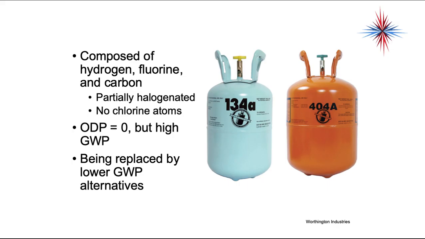The newer refrigerants are composed of hydrogen, fluorine, and carbon. They're partially halogenated, with no chlorine atoms. ODP is 0, but they still have a high GWP. Okay, and that's because of the carbon. They're being replaced by lower GWP alternatives, but replacements are a lot of times more expensive and more difficult to handle. 134A, 410A, and 404A fall into this category.